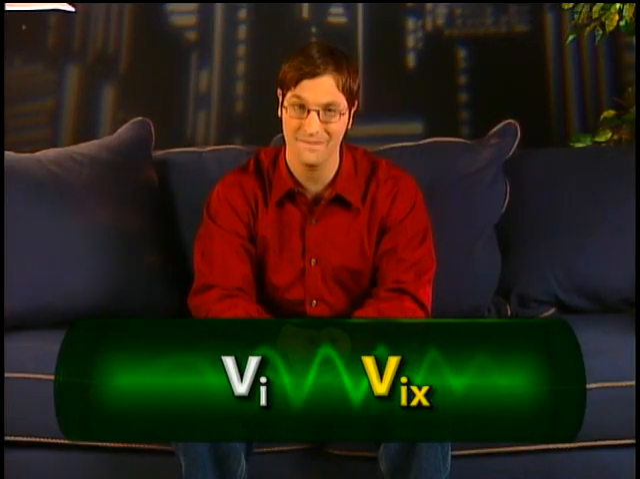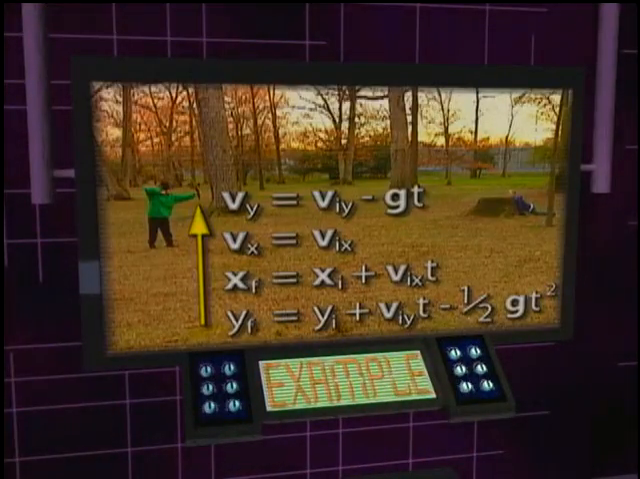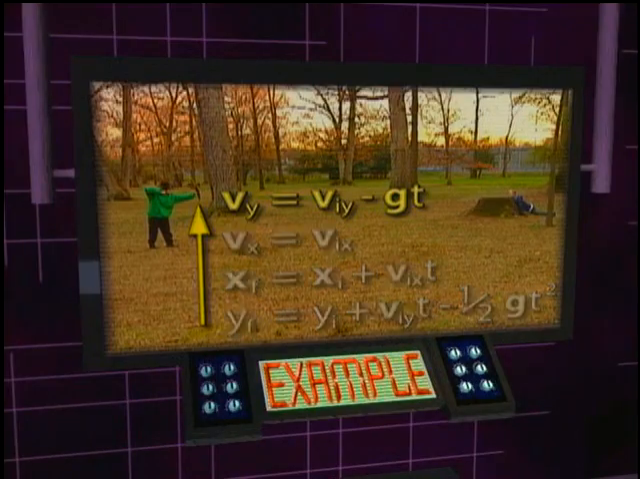Here's what we're going to do. First, we're going to figure out the initial velocity of the arrow. And then we're going to use that to help us find the initial velocity in the x direction, v sub ix. Once we have that, we'll be able to solve our problem. Okay? So here goes. We can find the arrow's initial velocity by using our first projectile motion equation, v sub y equals v sub iy minus g times time.